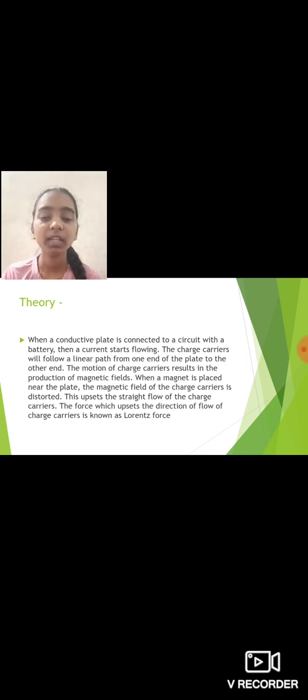Theory. When a conductive plate is connected to a circuit with a battery, then a current starts flowing. The charge carriers will follow a linear path from one end of the plate to the other end. The motion of a charge carrier results in the production of a magnetic field. When a magnetic field is placed near the plate, the magnetic field of the charge carriers is distorted. This upsets the straight flow of the charge carriers. The force which upsets the direction of the flow of charge carriers is known as the Lorentz force.